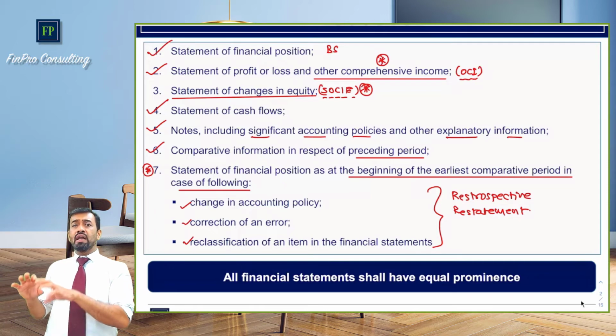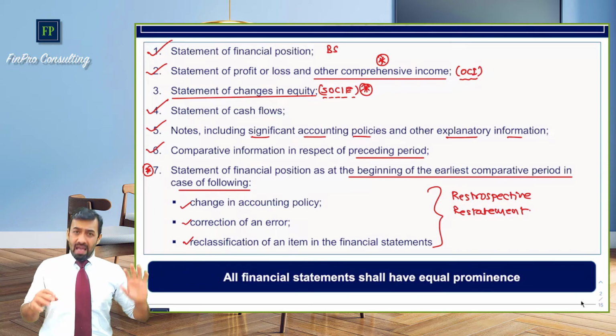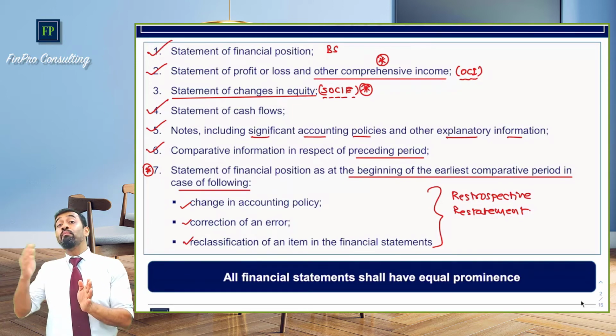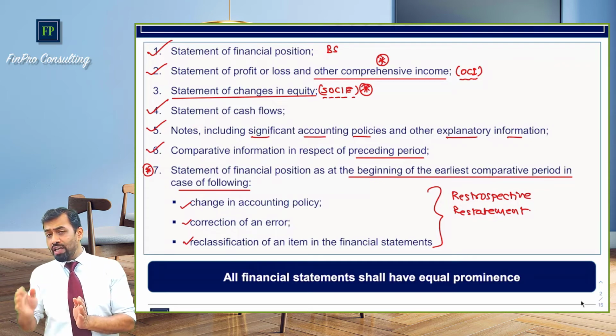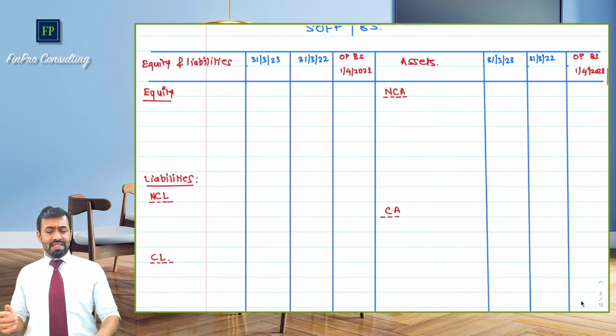Whatever changes are required, you will do it under the heading prior period error or effect of change in accounting policy. In the current year column, the effect of the previous years will be accounted for in the current year itself. You will not change any amount in the previous period. So let's see with a quick example here.